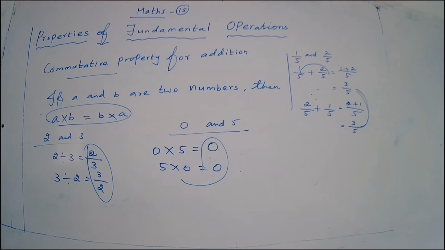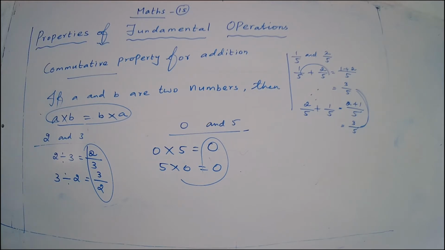Now you come to commutative property for subtraction of numbers. Same, after the examples one line is there. A minus B is not equal to B minus A. Underline the line. If A and B are two numbers, then A minus B is not equal to B minus A. So commutative property is not true for subtraction of numbers.